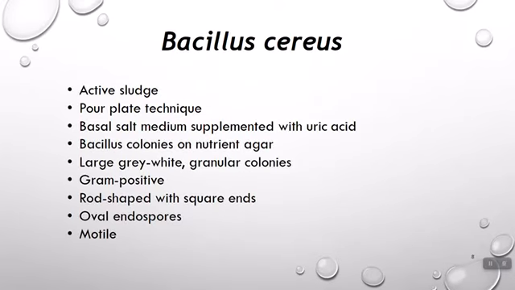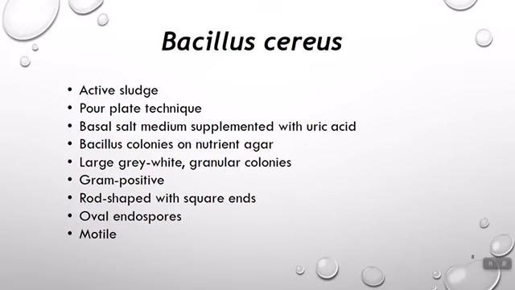Also, I isolated uricase-producing Bacillus strains from activated sludge by using the pour plate technique and basal salt medium supplemented with uric acid, which were identified as Bacillus cereus based on standard biochemical tests. As for the pour plate technique, the activated sludge was serially diluted with sterile distilled water in test tubes, from which 1 cc was poured into a plate.